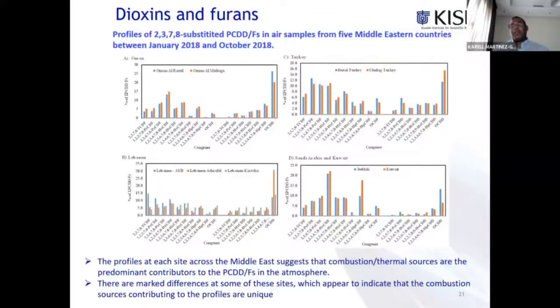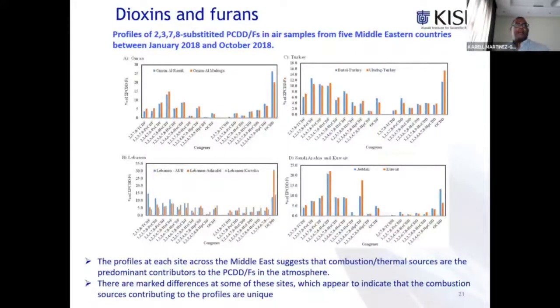If we talk a little bit about these profiles, I don't want to enter into too much detail, but normally with these chemicals there is what we call a fingerprint, where the profile indicates the source of these chemicals. So as you can see, different profiles indicate different sources.